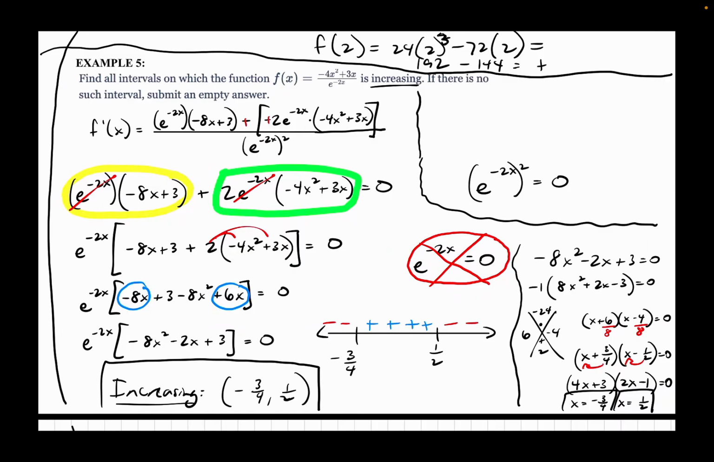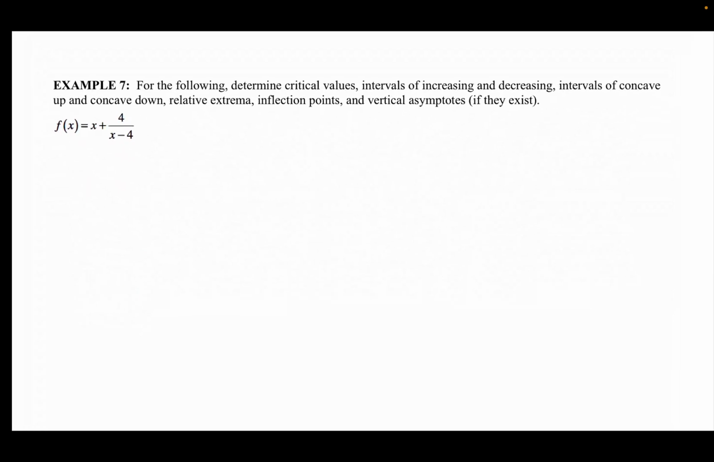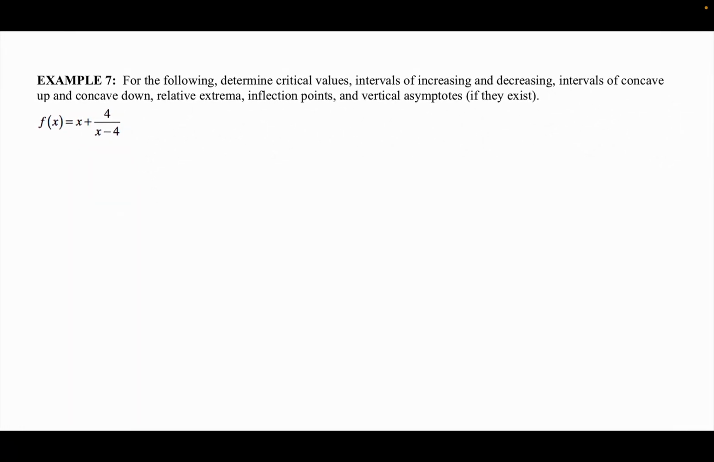Okay. All right. And then the last one is just an extra practice problem. It's got concave up, concave down, critical values, increasing, decreasing, relative extrema, where the relative maximums and minimums are, and inflection points. This one I took off a test. It's a FRQ.